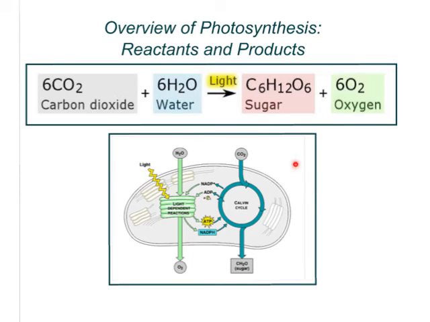You can also look at this diagram to remember that we have water, carbon dioxide, and light coming into our chloroplast, into our plant, and oxygen is a byproduct, and sugar is a product of photosynthesis.